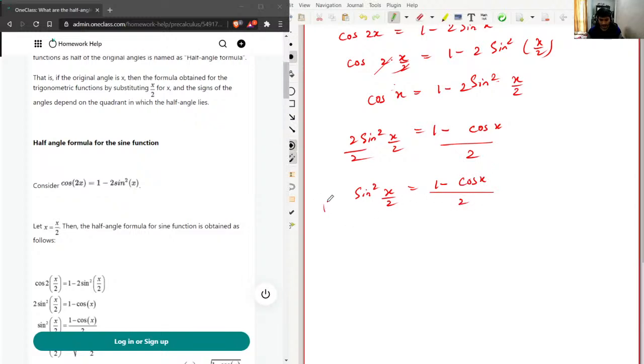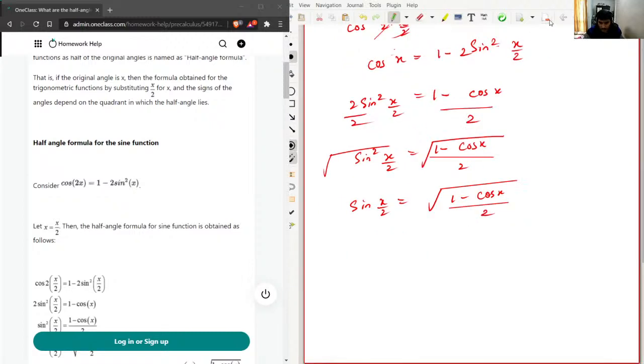Now we'll take the square root on both the sides. So finally we'll be ending up with sine x over 2 equals the square root of 1 minus cosine x over 2.